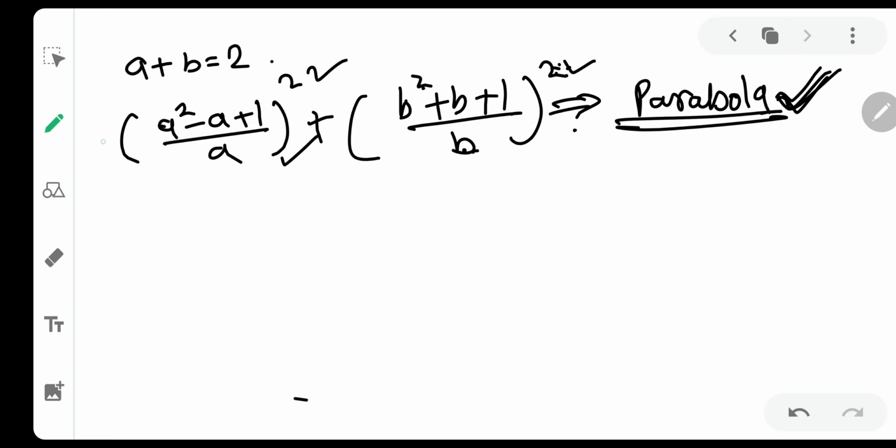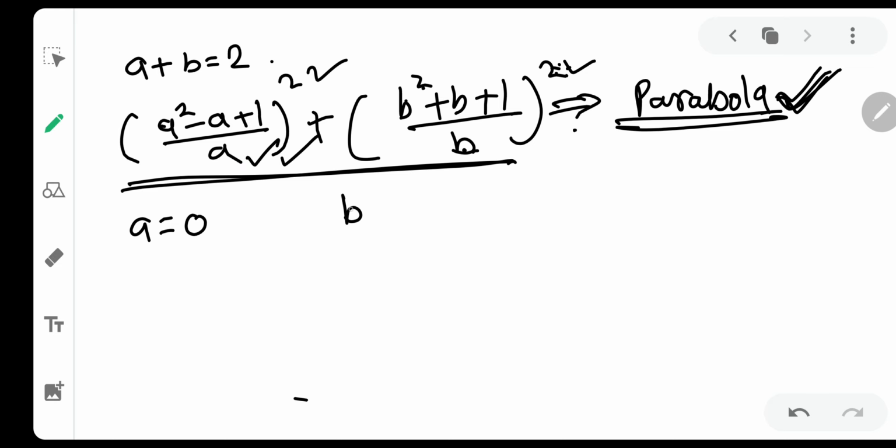Now, when will this particular expression turn to infinity? When A is 0, because the denominator will be 0, and B is what? Over here it was B plus 1, and when B plus 1 equal to 0. Okay, so when the denominators turn to 0, the expression goes infinity. So at A equal to 0, the expression is infinity, and at B equal to minus 1, the expression is infinity. But what is the value of B? That we need to know.